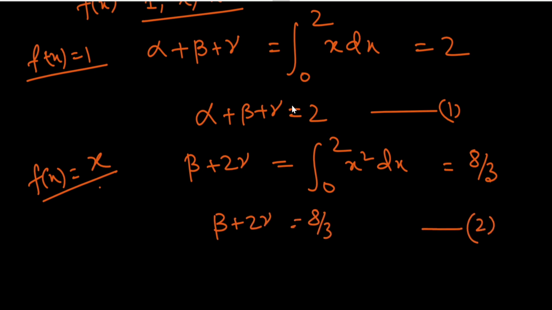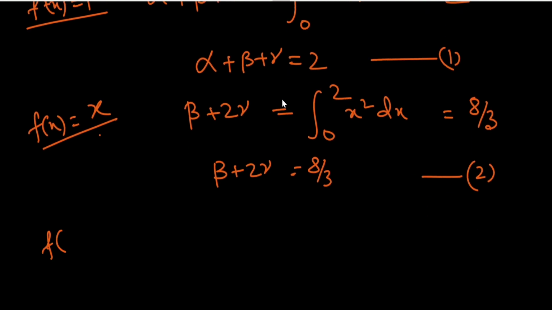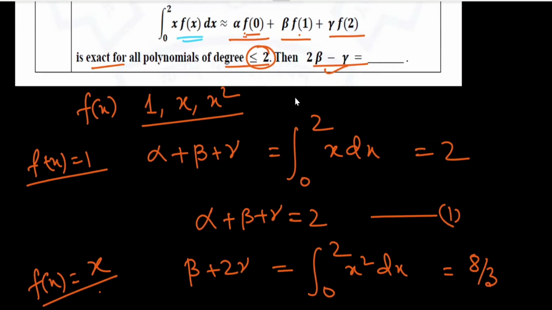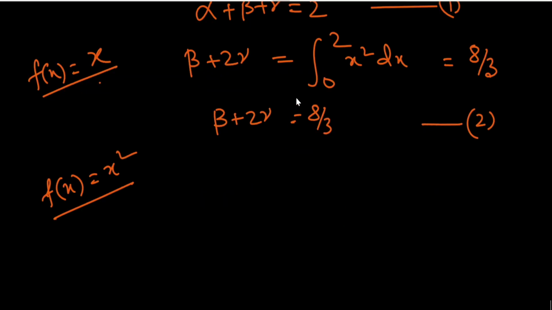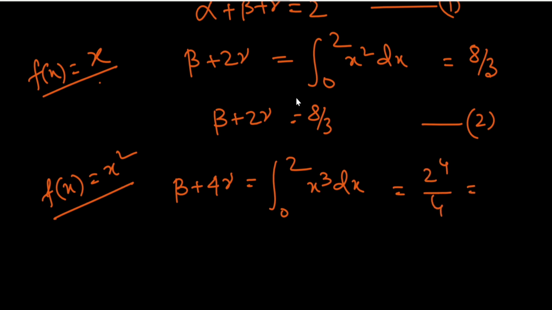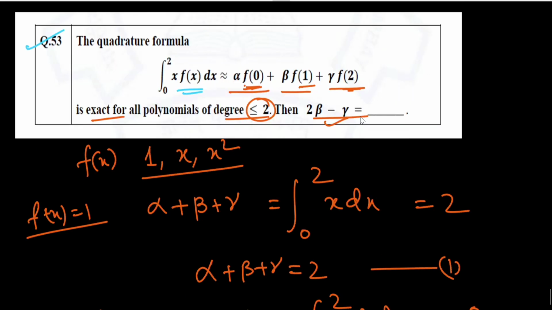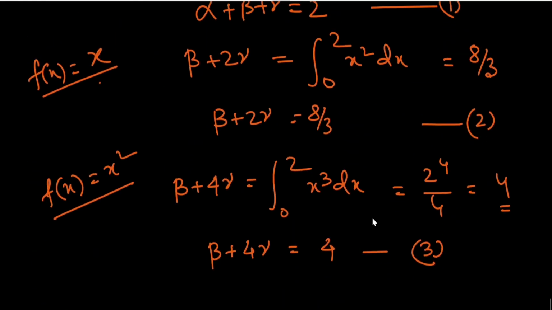Equation number 2. Then put fx equal to x square, then f0 is 0, f1 is 1 and f2 means 4. So beta plus 4 gamma is equal to integration 0 to 2 of x cube dx. This gives x to the power 4 by 4, that means 2 to the power 4 by 4, which is equal to 4. Therefore, beta plus 4 gamma is equal to 4. This is equation number 3. Now we need the value of beta and gamma. Therefore, equation number 1 is not necessary for this calculation.